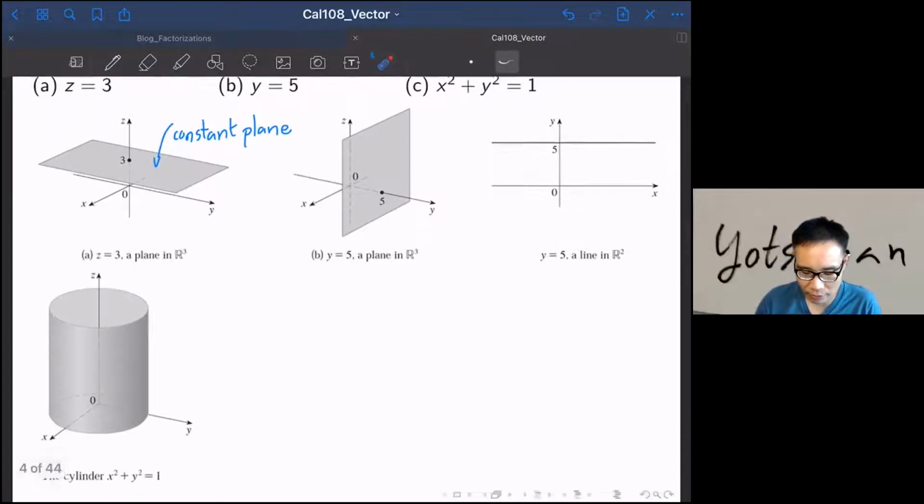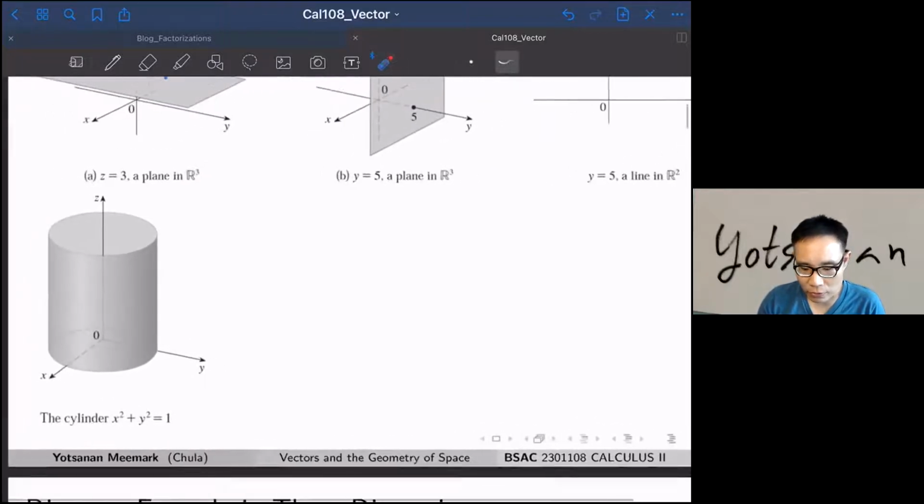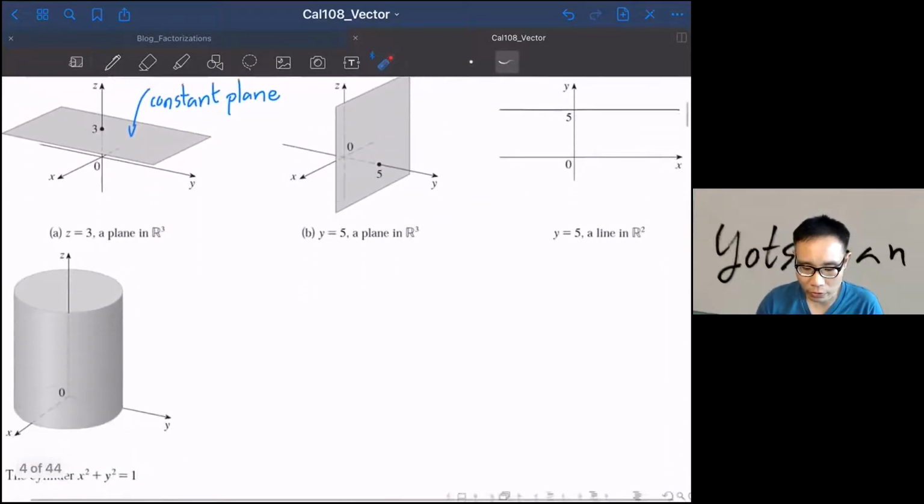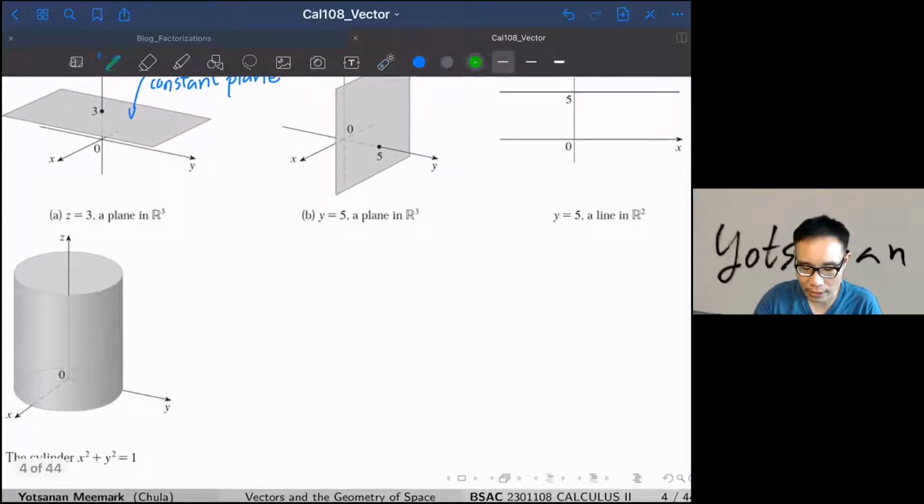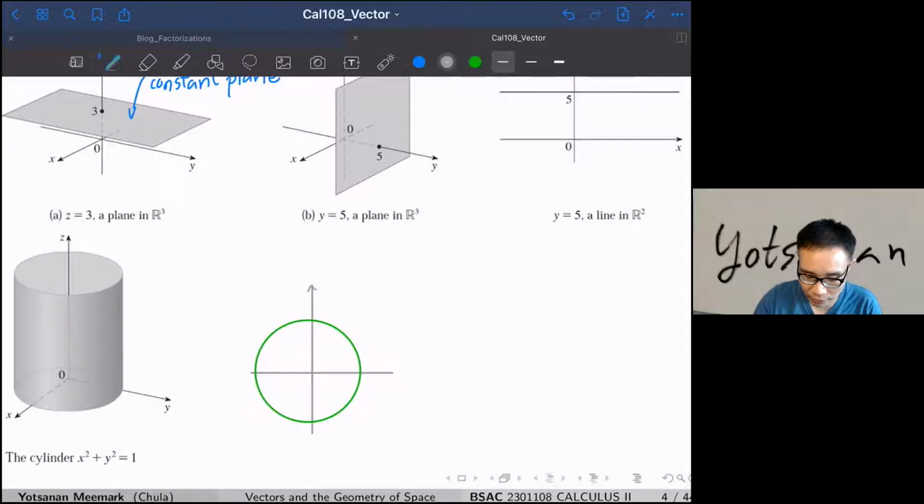Another one is going to be the cylinder. So you have x squared plus y squared equal to 1. If you recall in calculus 1, you used to sketch the graph of x squared plus y squared equal to 1. So for this one, it's going to be your y, your x, and you have 1, 1, negative 1, negative 1. And this one is going to be a unit circle that has radius equal to 1. The center is at the origin, okay?